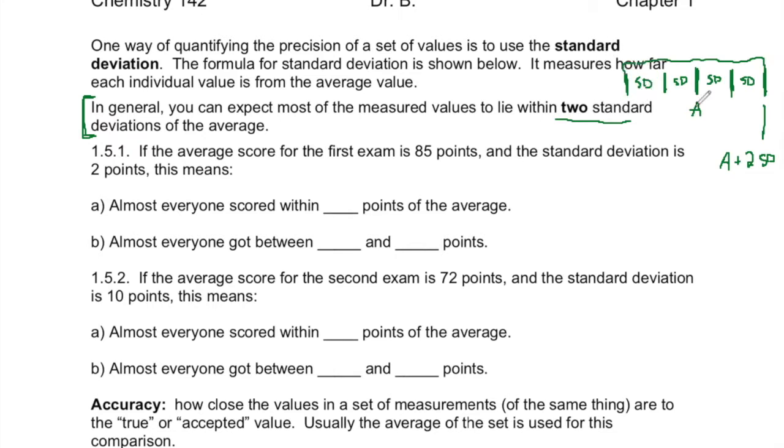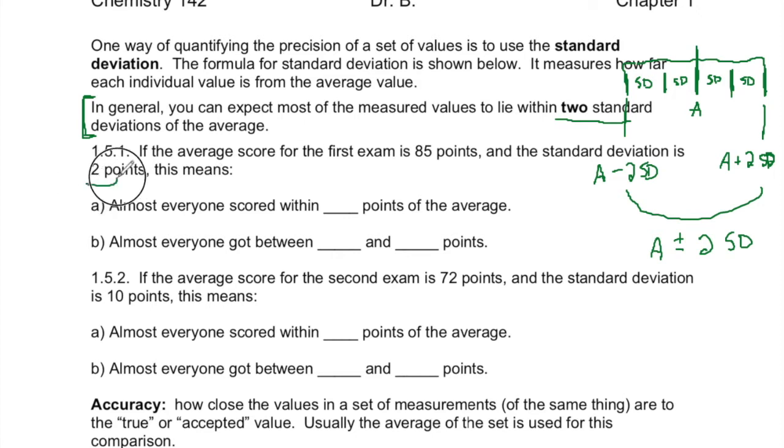So here we have the average in the middle, and most of the values are going to lie within this range. We have +1 standard deviation, +2 standard deviations. So we have the average +2 standard deviations. This is supposed to be a D. And here we have the average -2 standard deviations. So this range that most of the values are going to fall into is the average ±2 standard deviations.